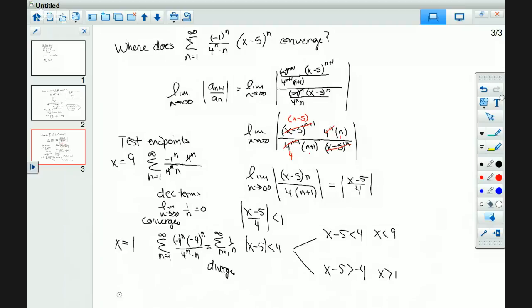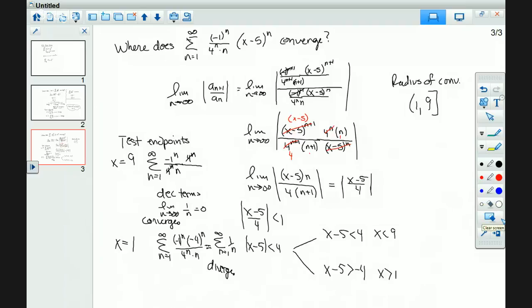So what's the radius of convergence, the official radius of convergence, is that interval there. Okay. So remember, this is open, so that means it diverges at 1, closed at 9, converges at 9.